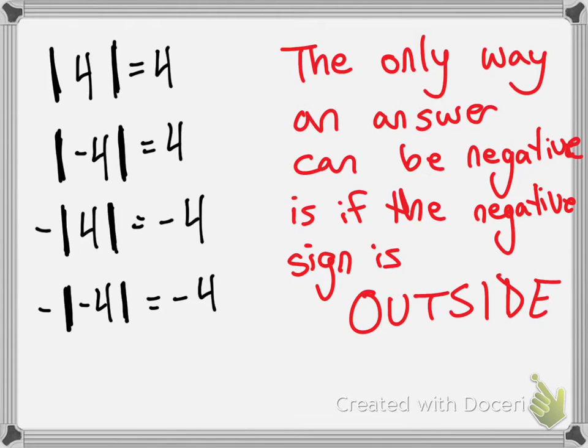Here are the absolute values. The absolute value of positive 4 is 4. The absolute value of negative 4 is still 4. If we have the negative absolute value of 4, that's the only way we can get a negative. If it happens to be outside of the absolute value, anything inside of those lines is always positive. Think of these lines as super happy, like that emoji. Everything that comes out is positive. So the only way an answer can be negative is if the negative sign is outside. That's the only possible way.